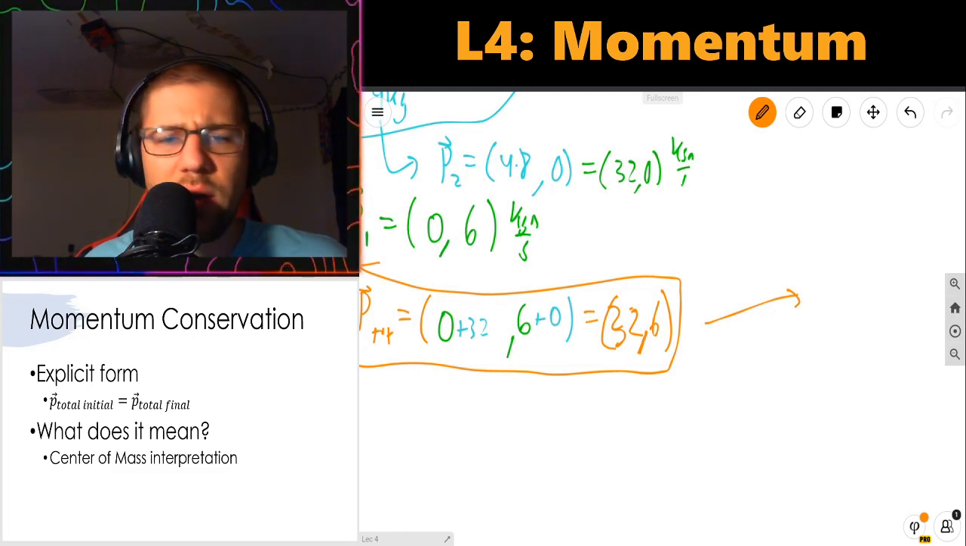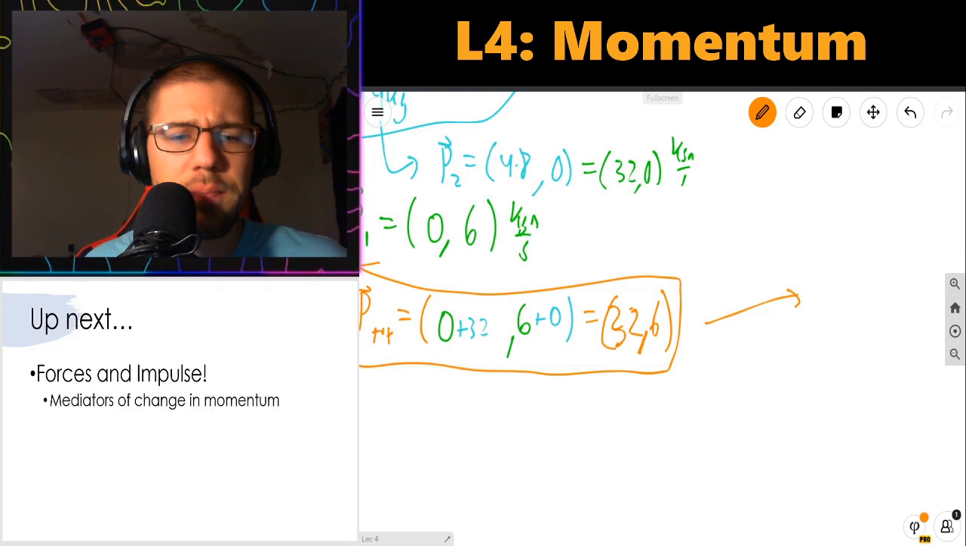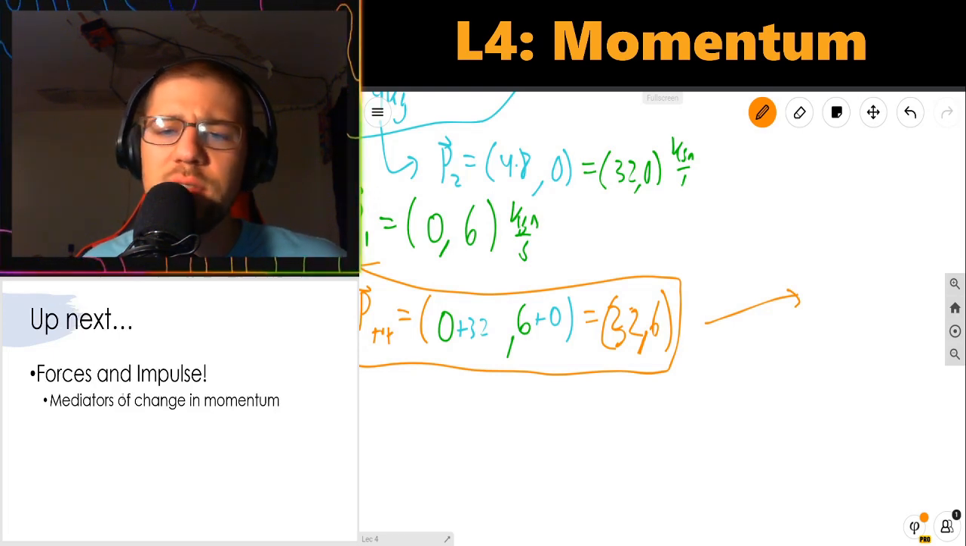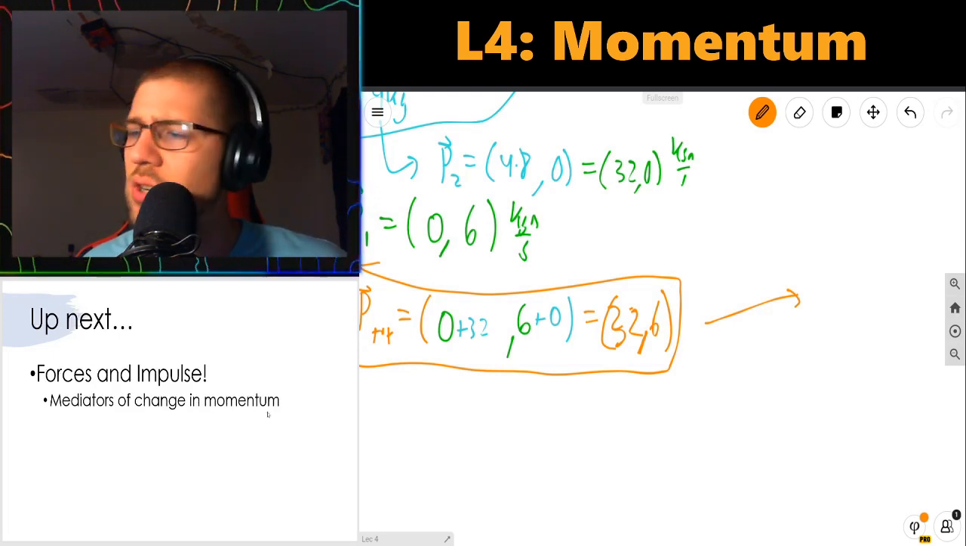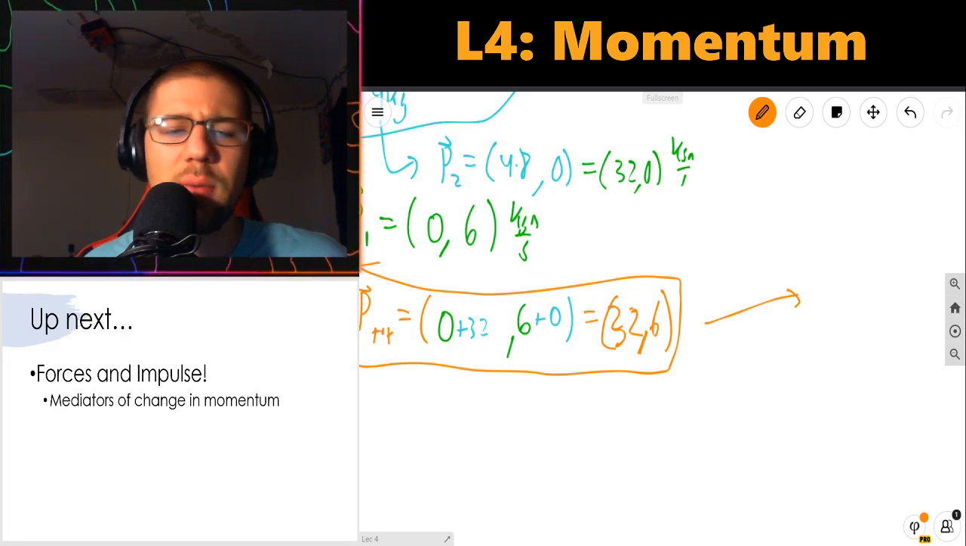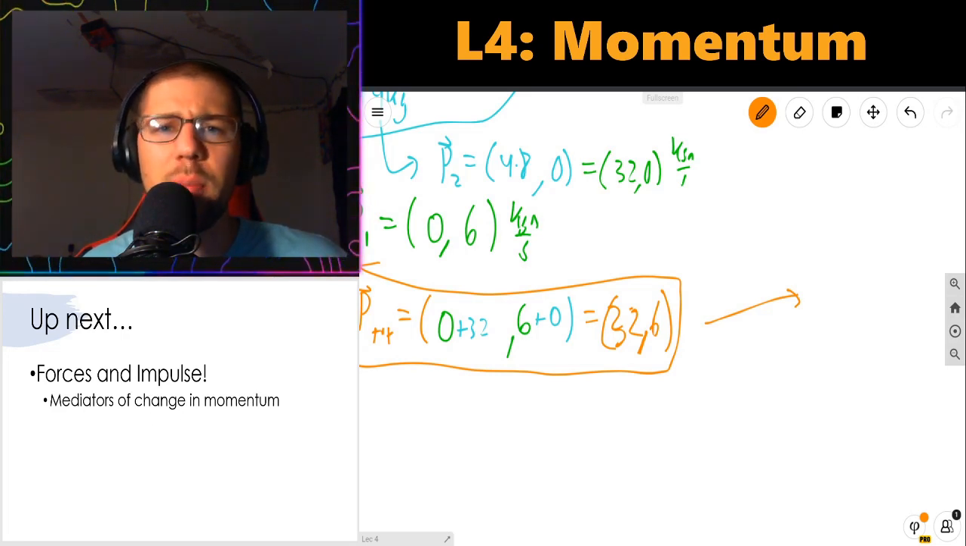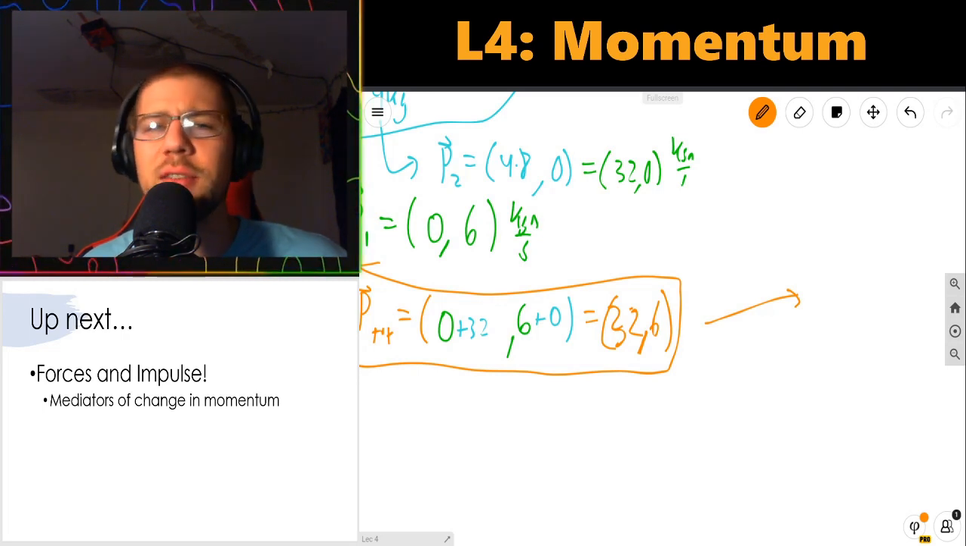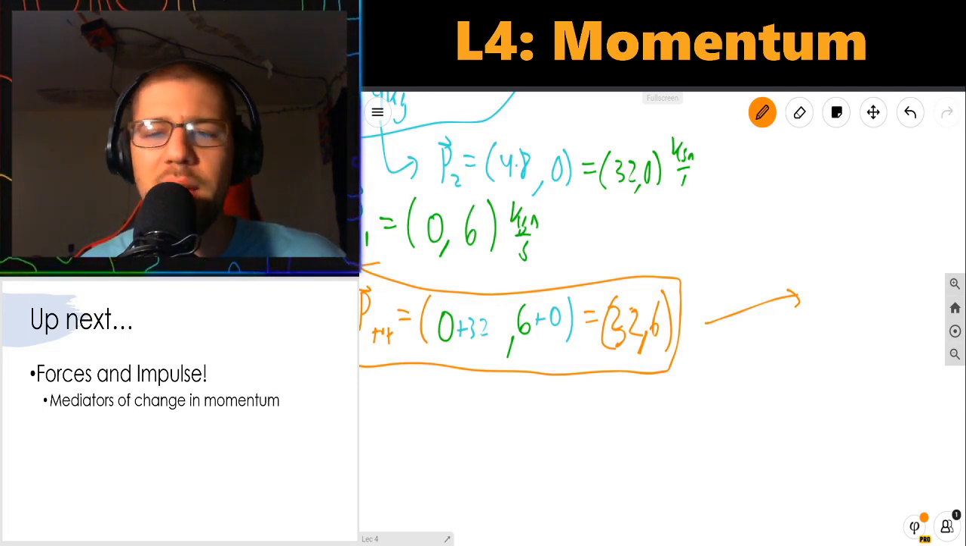All right, that's all I really wanted to talk about for momentum right off the bat. Up next, we'll talk about forces and impulse, the mediators of change in momentum. So how does momentum change in the presence of forces? And we'll play a little bit with a 7B specific construct, which is the momentum diagram.